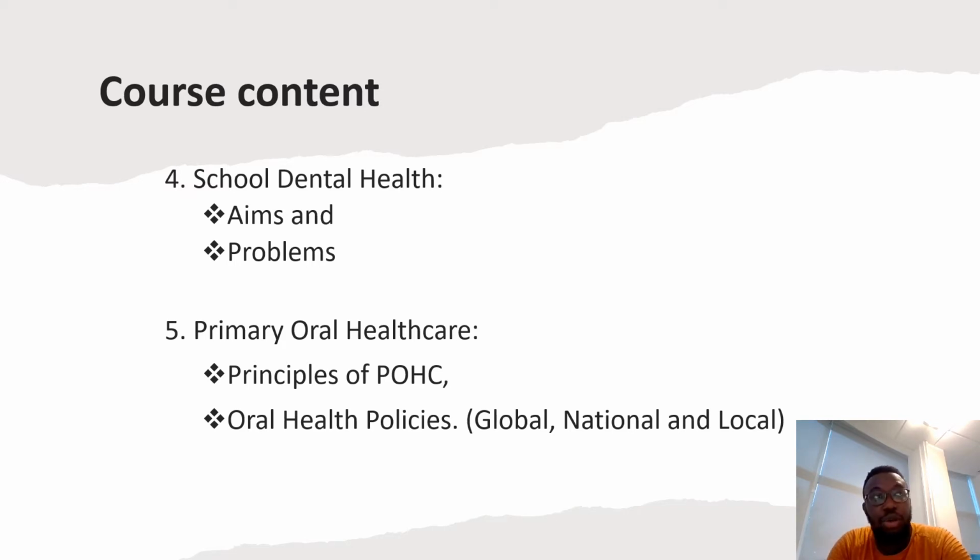So we'll be comparing oral health policies as they are in different countries, and we will be looking at what we need to do to improve ours. That will prepare us for what is to come in the future, when we begin to function and practice as community dentists.